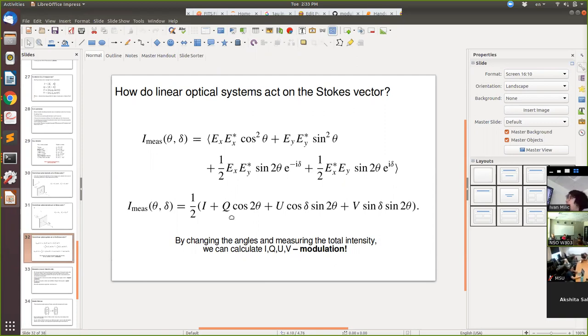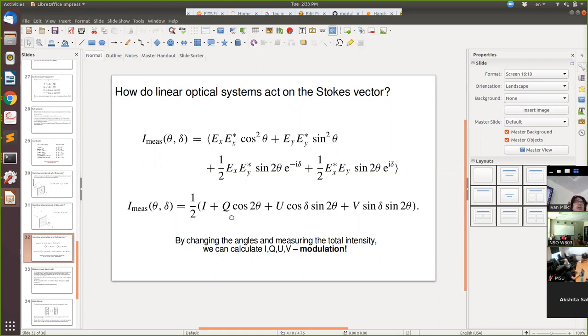Okay, so again, let's take a few minutes and try to come up with your own modulation scheme, which only uses 4 measurements to calculate I, Q, U, and V. So trying to use 4 values for 4 combinations of theta and delta. Obviously, one can be 0, 0, right?